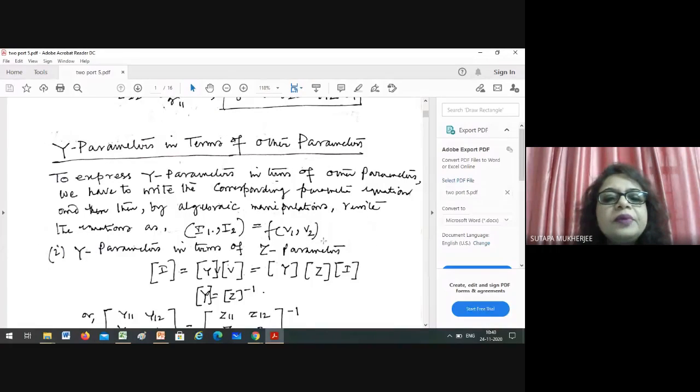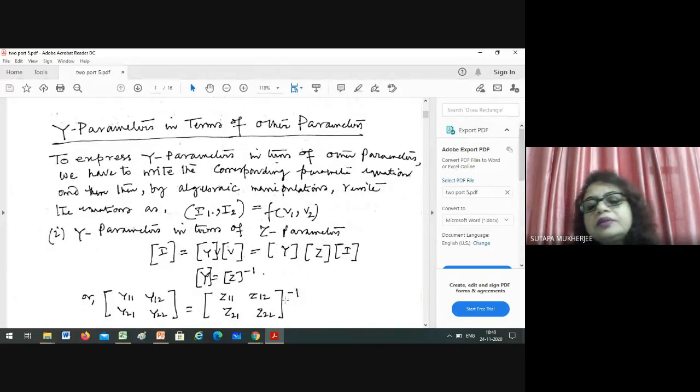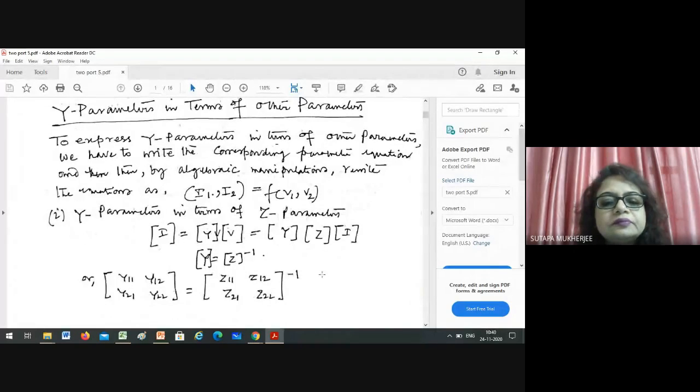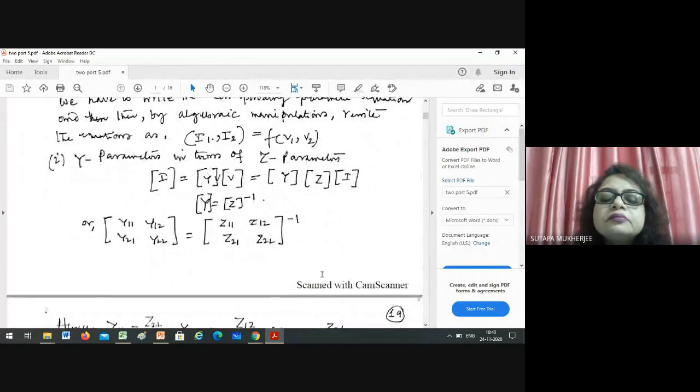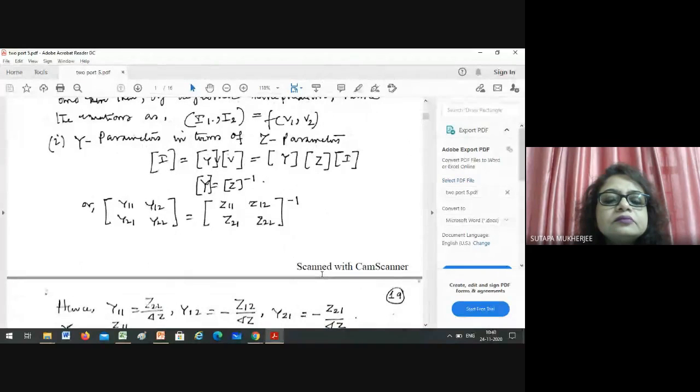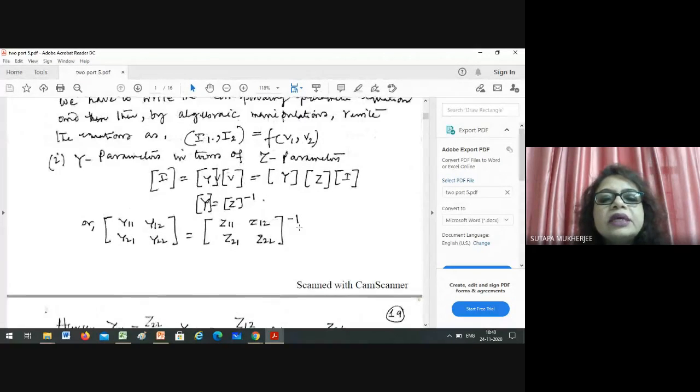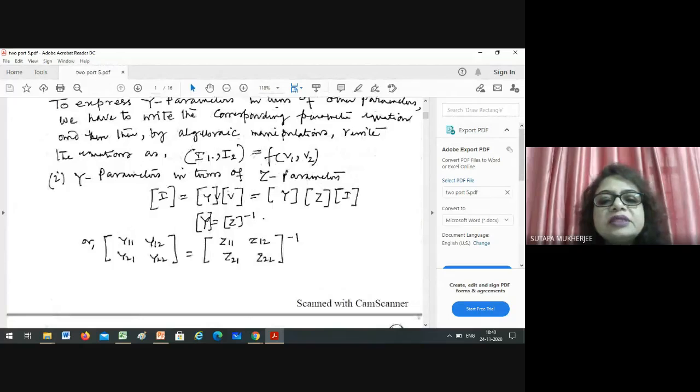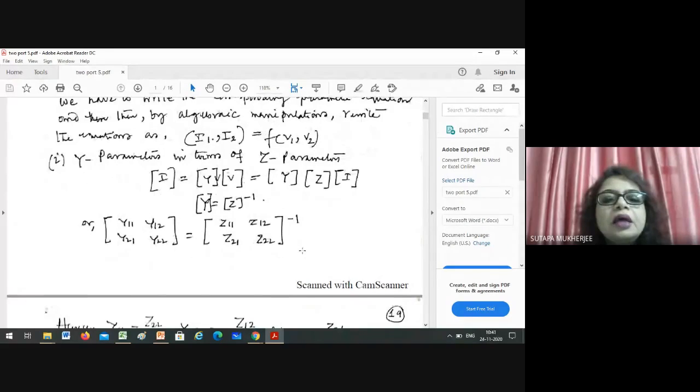So, what is Y parameter in terms of Z parameter? In case of Y parameter, what was the function relationship? Purvita, do you remember? This is I1, I2, which is the function of V1, V2. Right. So Y11, Y12, Y21, Y22 is equal to, I just remember I have explained all the inverse parameters, how to get the inverse.